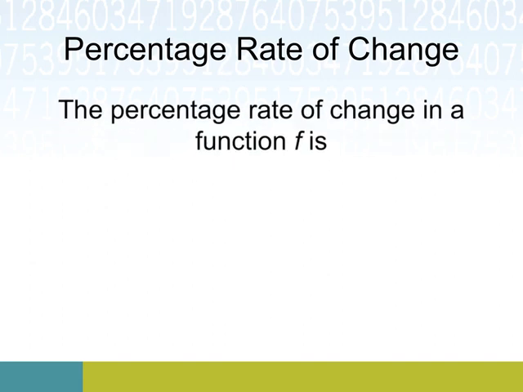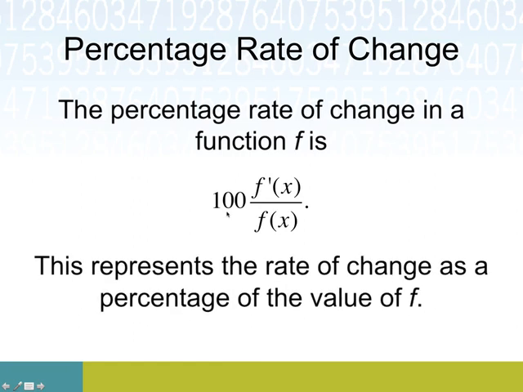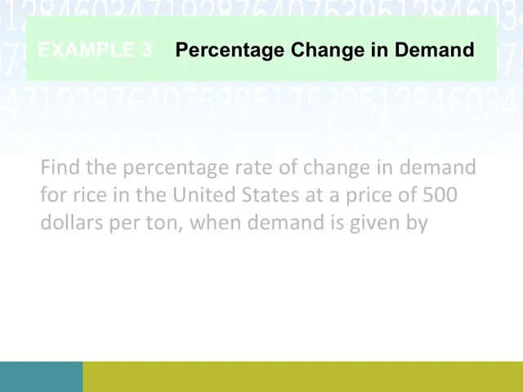So percentage rate of change, to give ourselves a definition, basically looks like the rate of change, so the derivative, divided by the actual output of the function. So this is the slope divided by the height of the graph, essentially. And then times 100 so that instead of a decimal, we get a percentage. This is supposed to be the rate of change as a percent of the actual output. So instead of, for instance, gross national product growing by some number of billions of dollars, we could say it grew by 2% or something.